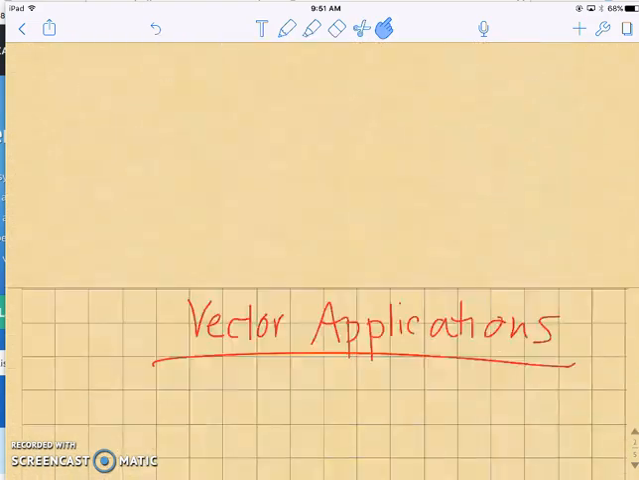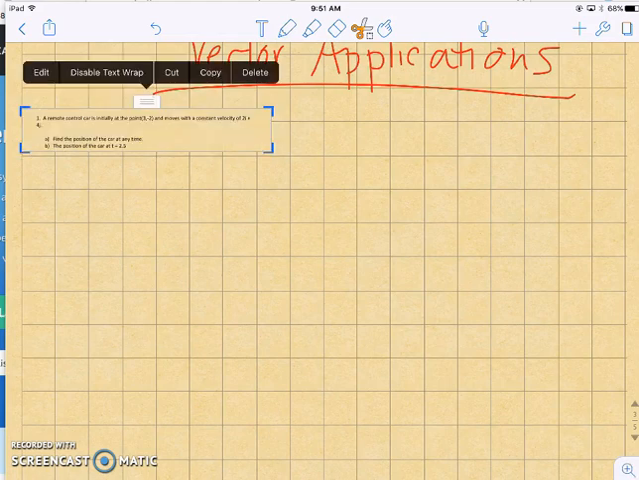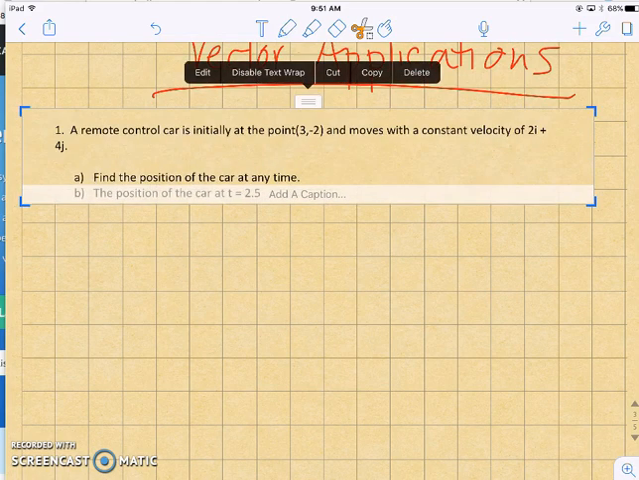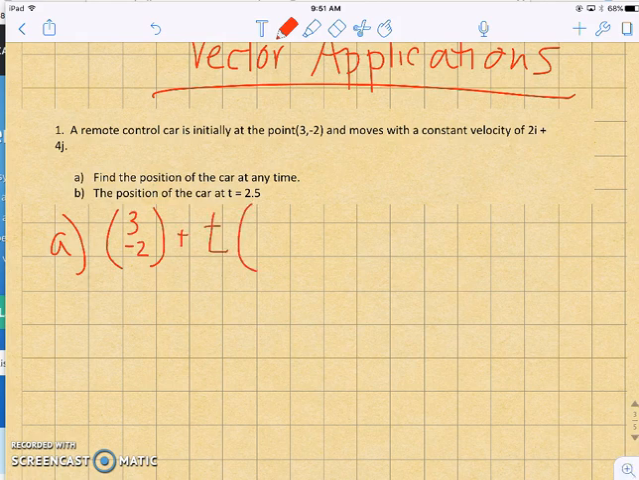So the first one here, let's see. We have a remote control car initially at the point 3, 2 that moves with a constant velocity of 2i plus 4j. Find the position of the car at any time. So our position of the car, well, where is it starting, would be 3, -2, plus I'll use a t for time, and our velocity vector would be 2, 4.